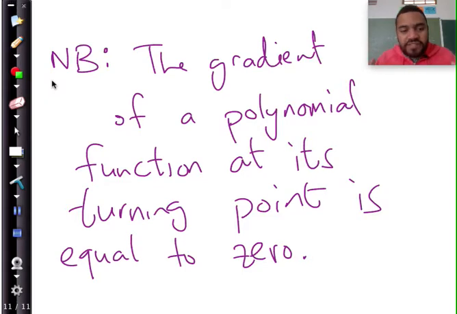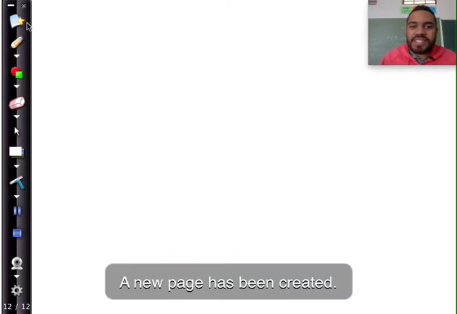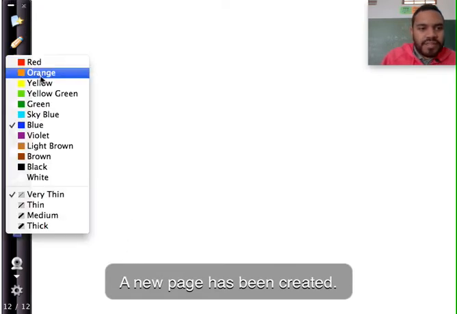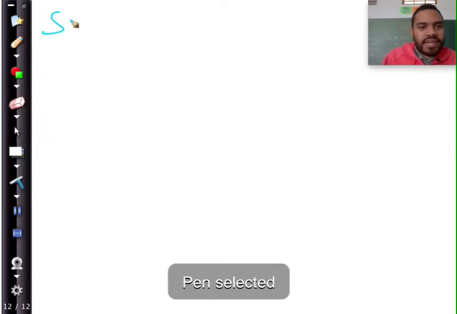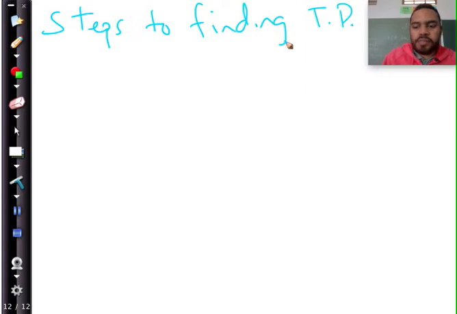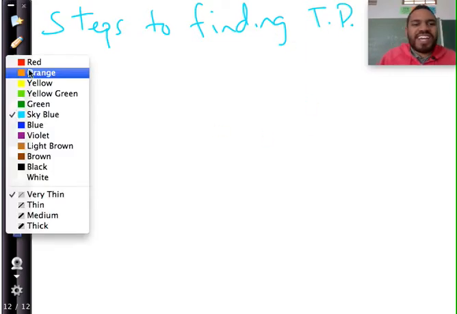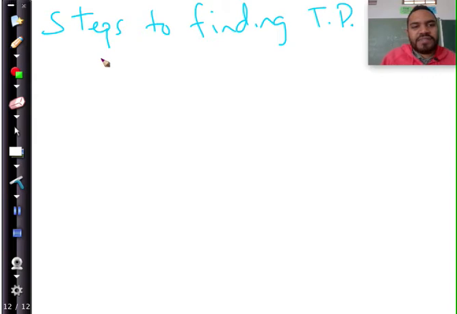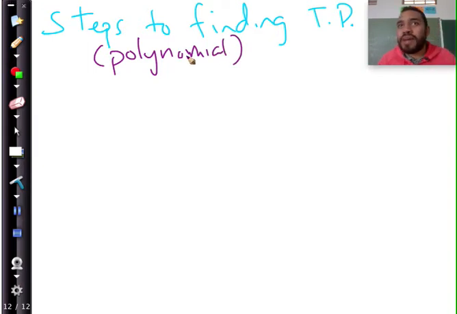Using the results of the previous video, we are now going to construct the steps to finding the turning point. Remember, I'm generalizing this, so these steps are valid for any polynomial function. You've done it using a shortcut for the parabola.